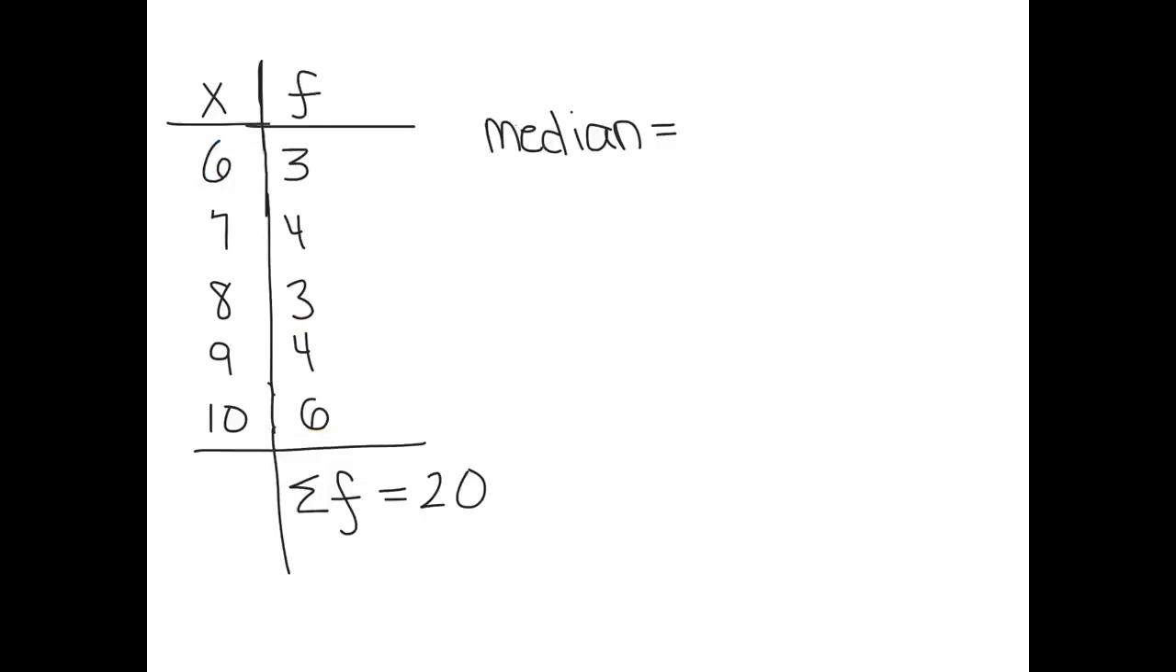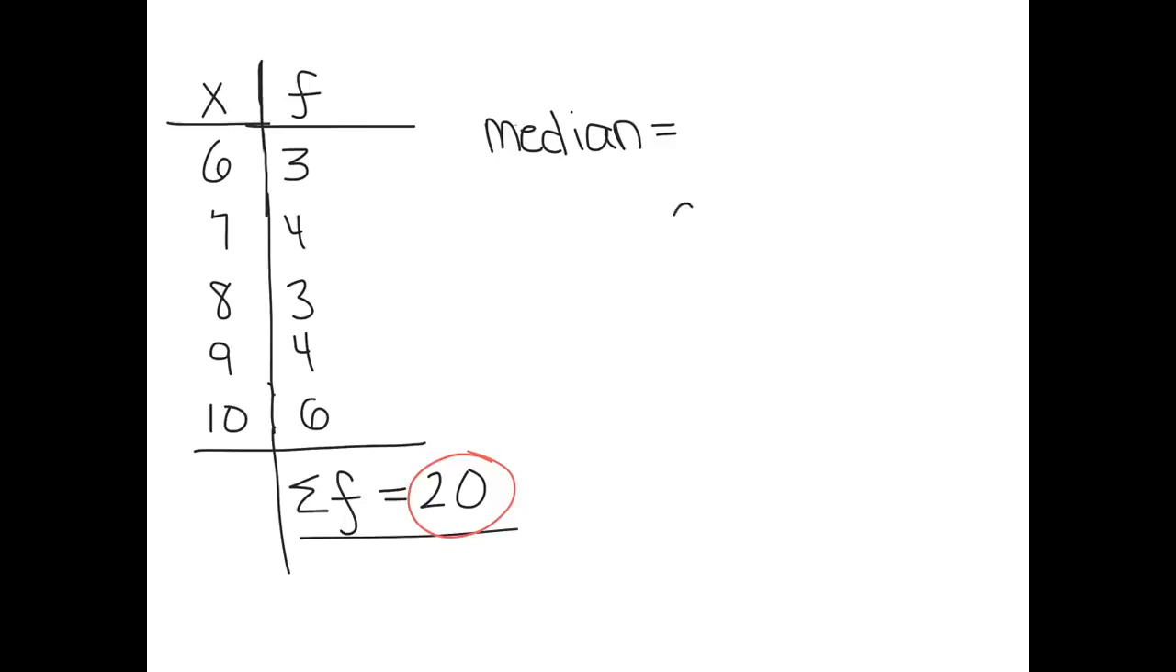Now I'm going to find the median. To find the median, we're just going to look at the first two columns of our chart. I'm going to look at the x values and the frequencies, and then the sum of the frequencies. So first, you're going to take the sum of the frequencies, which is 20. That tells me that there's 20 total values in my data set.